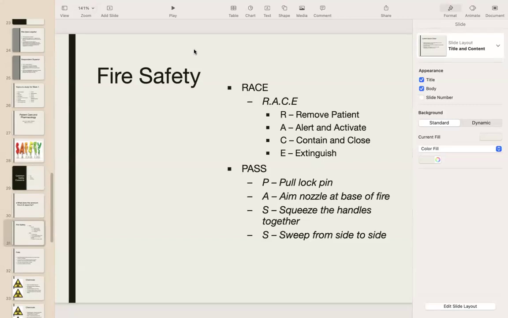The next one that's dealing with fire safety is PASS. This acronym tells us how to work the fire extinguisher. P is pull the lock pin, A, aim the nozzle at the base of the fire, S, squeeze the handles together, S, sweep from side to side. So those are 2 acronyms you need to be familiar with in regards to fire safety.